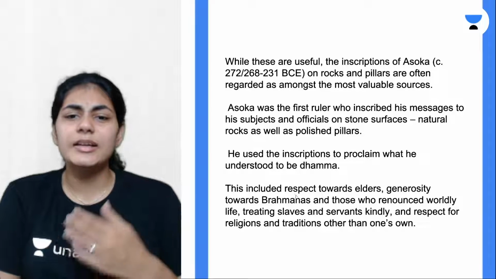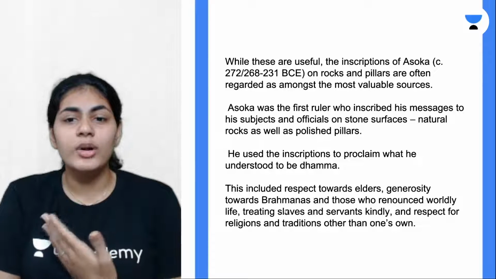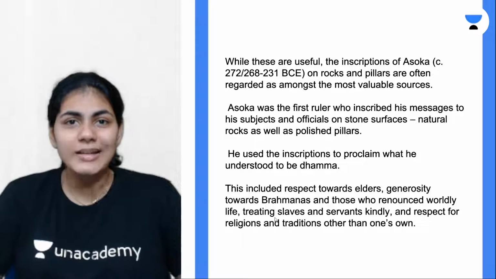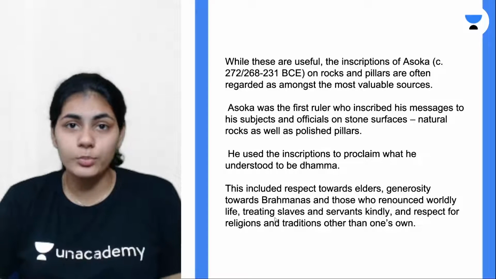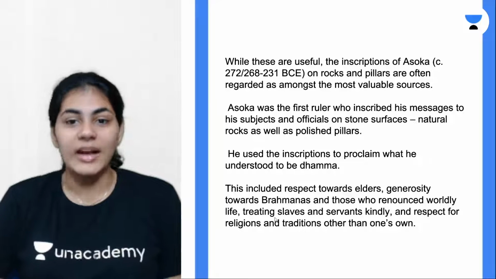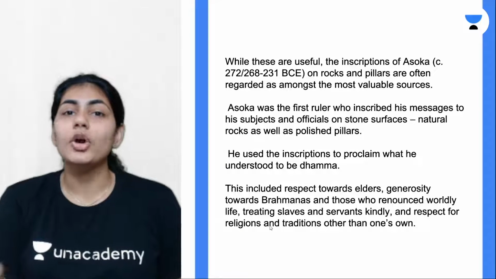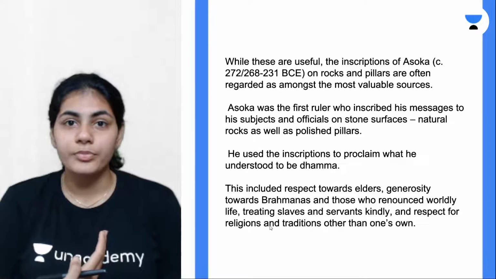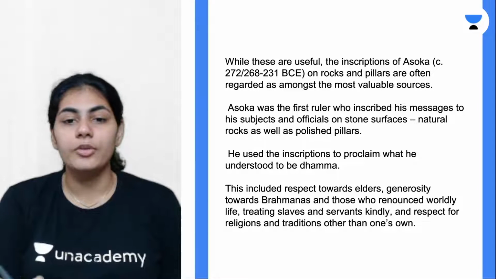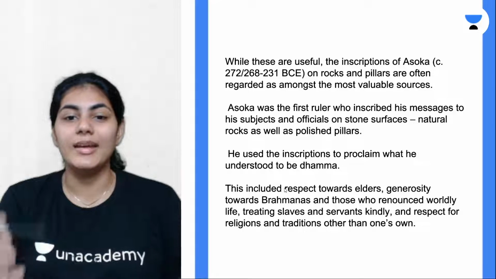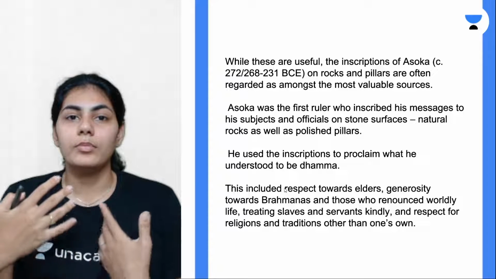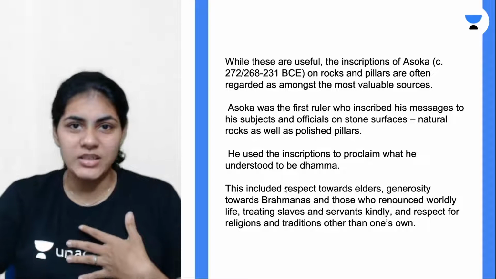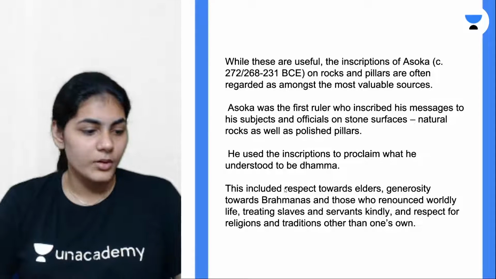So yeah, these included respecting your elders, generosity towards Brahmans, and also towards servants and slaves, treat them properly. Don't look down upon them. They are also humans, so look at them kindly, right? And not just your religion, but also respect other people's religion as much as your own, right? So these are a couple of the principles which are part of the Dhamma mentioned by Ashoka, who spread the message in different parts of India, right?